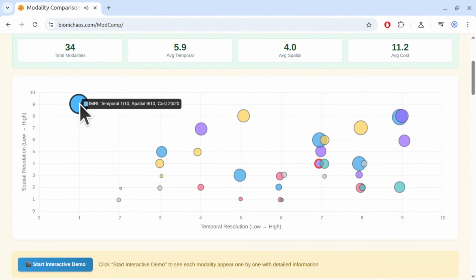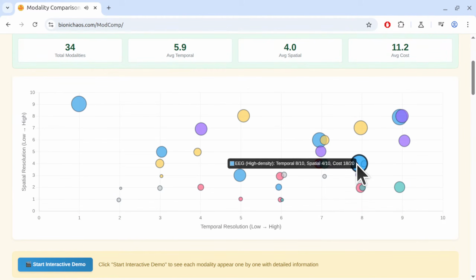Right. High density EEG, that's maybe 8 temporal, 4 spatial, and 18 cost. So much faster when for things like brain-computer interfaces or tracking rapid responses. But the where is fuzzier, less precise location. Precisely. So the choice depends entirely on your question. Are you mapping static brain regions involved in a task or trying to capture a fleeting neural signal in real time? It's a fundamental dilemma.